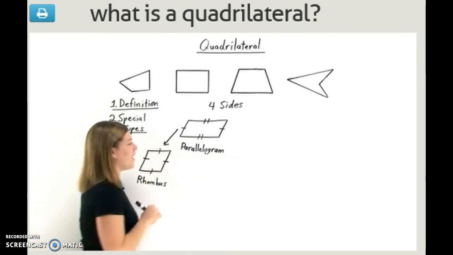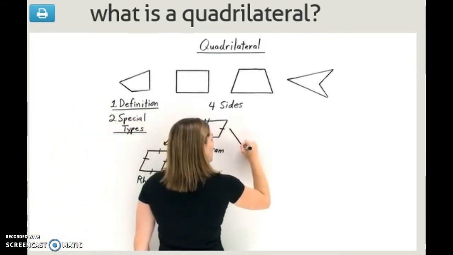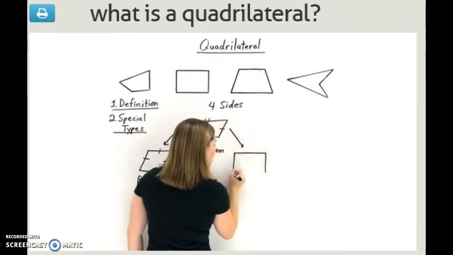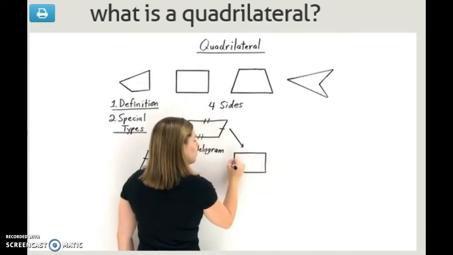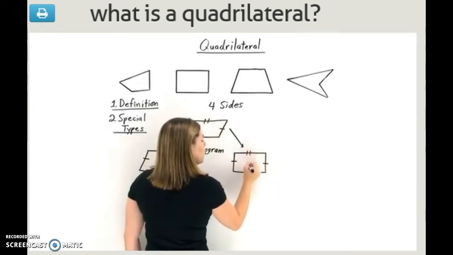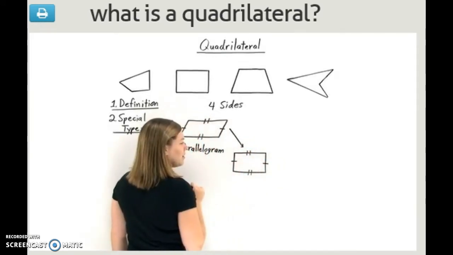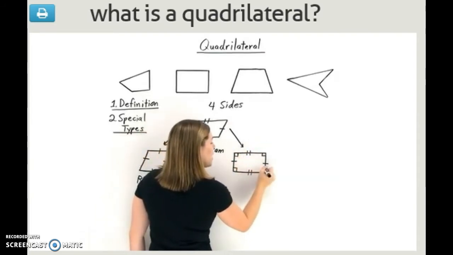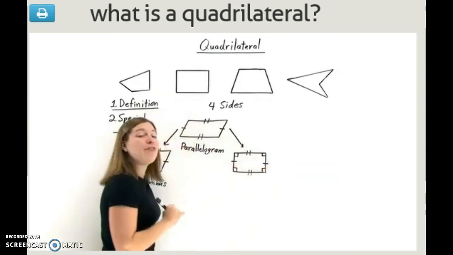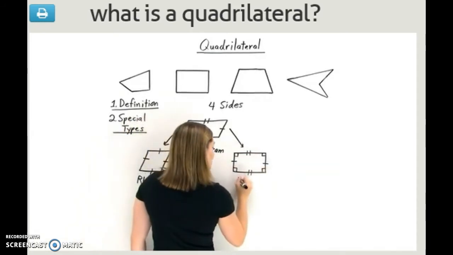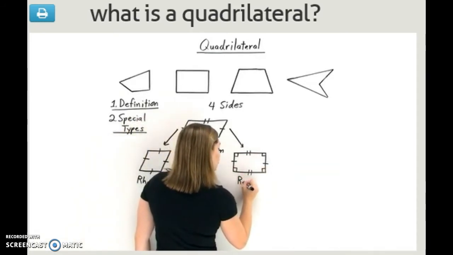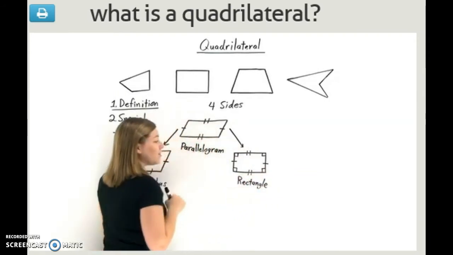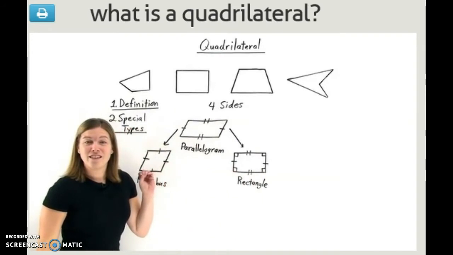Now let's look at another kind. Another kind of parallelogram looks like this. Here we have a parallelogram, so we have 2 pairs of parallel and congruent sides. But in this parallelogram, all 4 angles are right angles. They each measure 90 degrees. A parallelogram that has all right angles is called a rectangle. So, this is a rectangle.